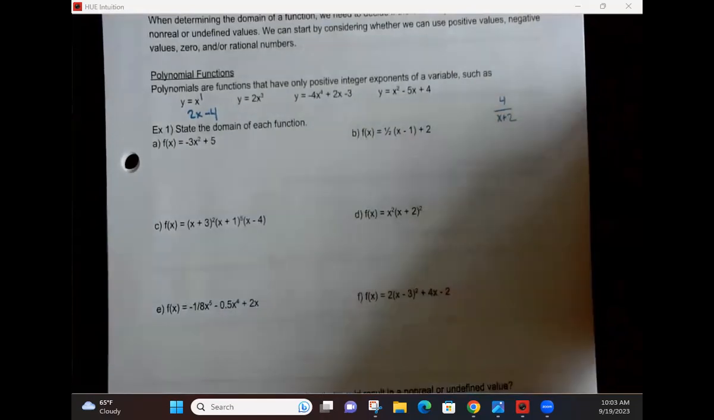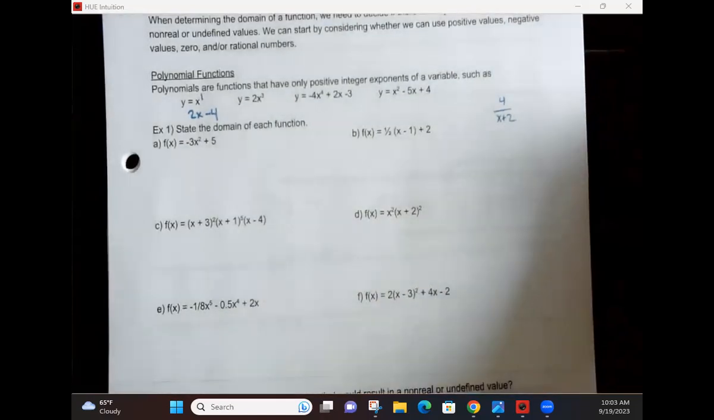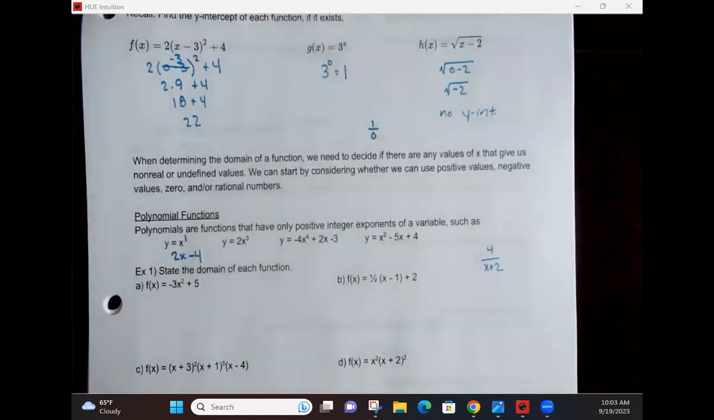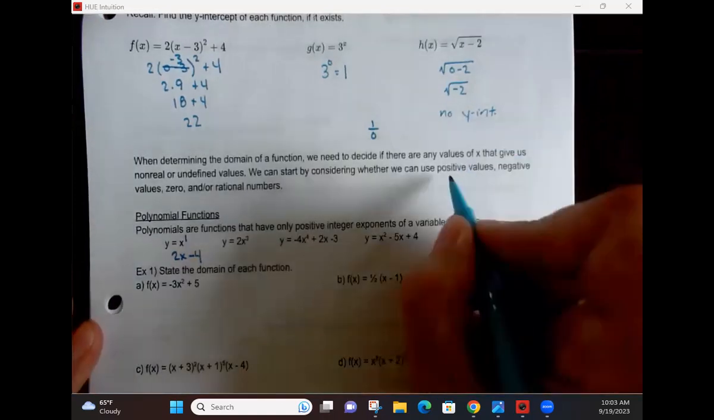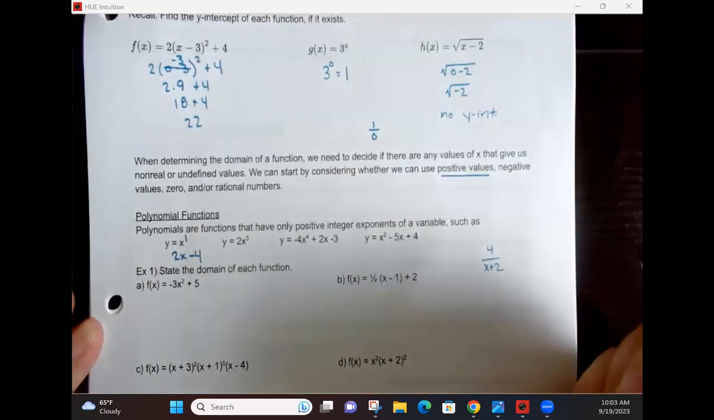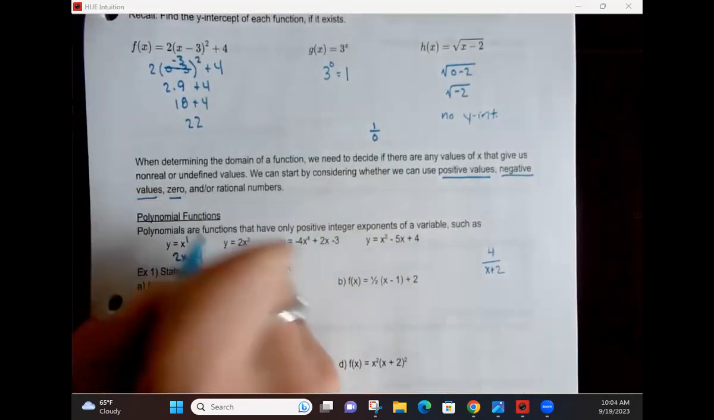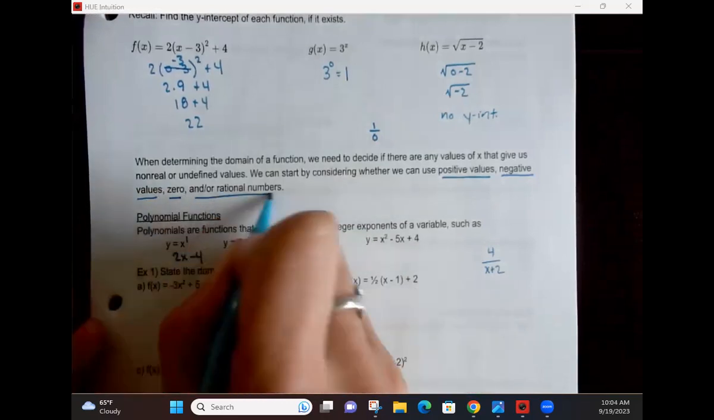So the next thing that I want you to think about anytime that we're talking about graphing later on or about domain is the big categories of numbers that we want to consider. So is it okay to use positive values? Is it okay to use negative values? Is it okay to use 0? And is it okay to use a rational number?